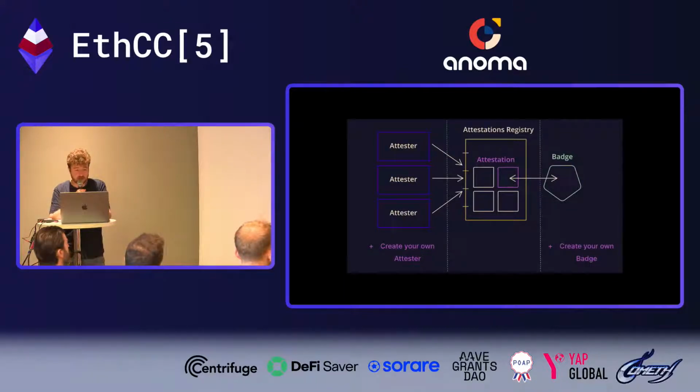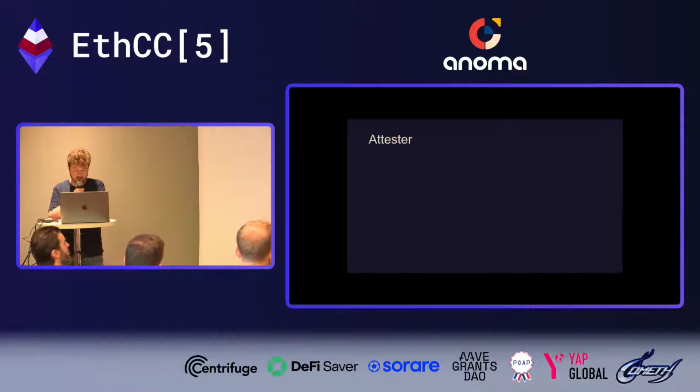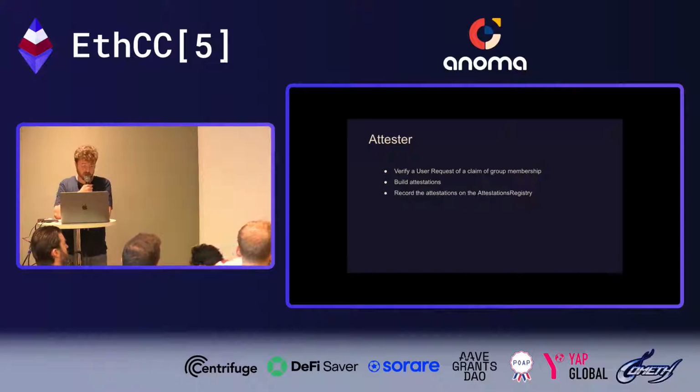Everybody is welcome to create new attesters and new badge contracts because it's created to be very, very modular. So we're going to see how attestations are issued with attesters in the next part, and what badges are and what can be done using attestations. So yeah, an attester verifies a user request of a claim of group membership. It will then build the attestation and record the attestation on the attestation registry.